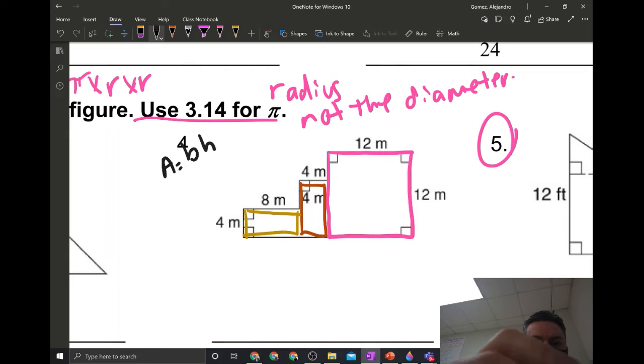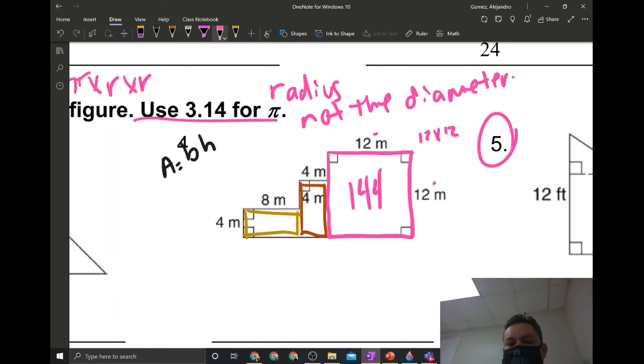So for the first one, the pink one, easy. That's a 12 by 12. So 12 times 12 gives you 144. And I like to put my area inside that shape. That way I know I'm done with that one.